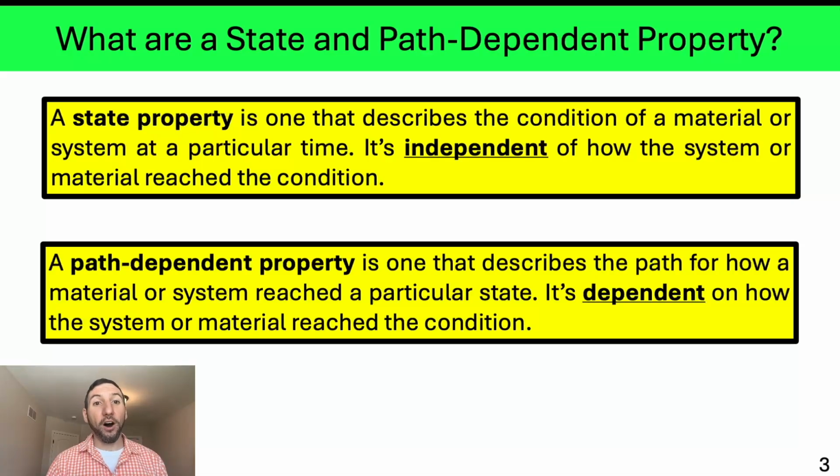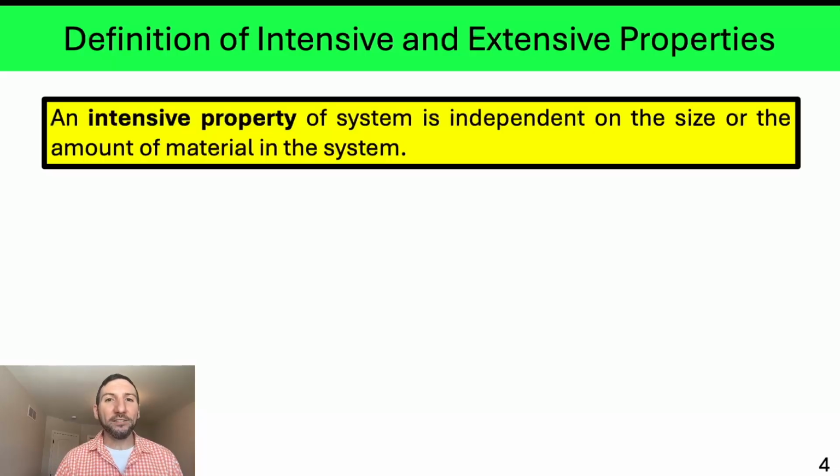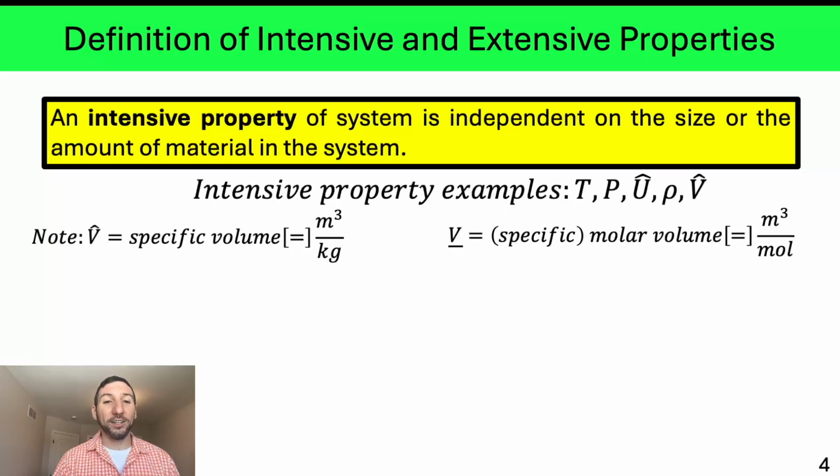Now, a couple of other terms that we have for today are an intensive and extensive property, where an intensive property of a system is independent of the size or amount of the material in the system. So a few examples of that are temperature, pressure, specific internal energy, density, and specific volume, which is the inverse of density. So it's got units of volume per mass, but you can also have specific molar volume, which is volume per mole.